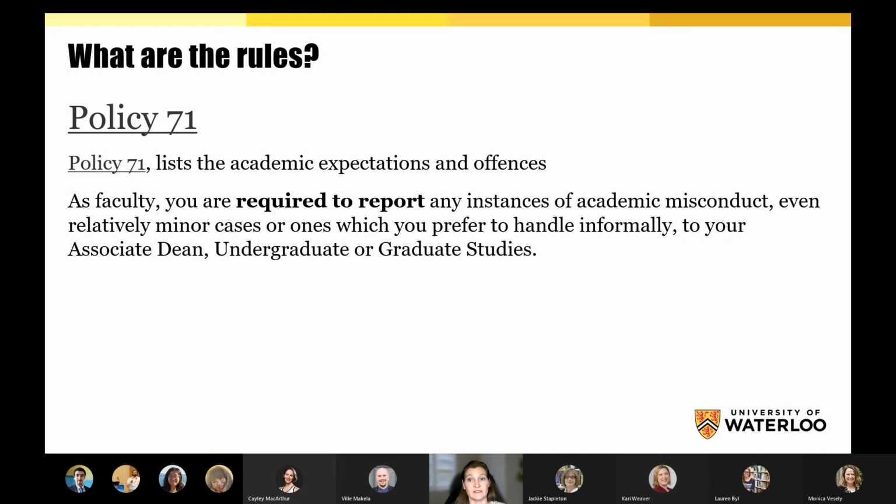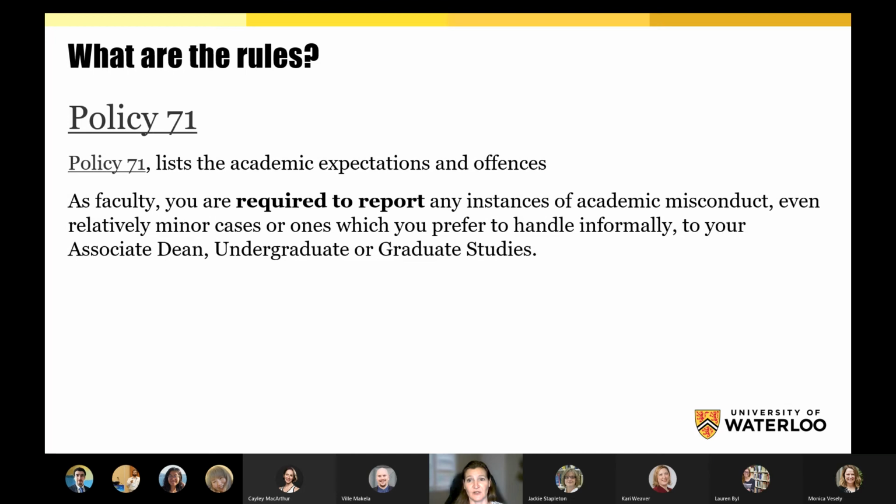And if you ever have any instances where you're not sure whether this is actually a case that needs formal investigation, you can always ask your associate deans for advice. They are very open and willing to help guide you. So we don't want you to feel that you're alone with academic misconduct cases. There definitely is support out there for you.